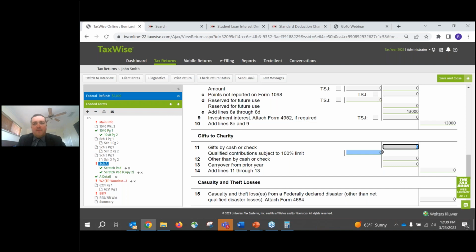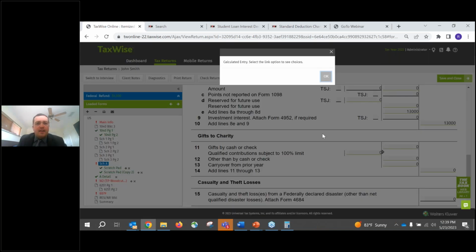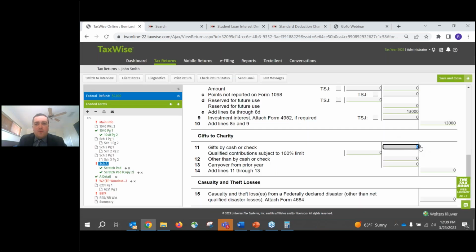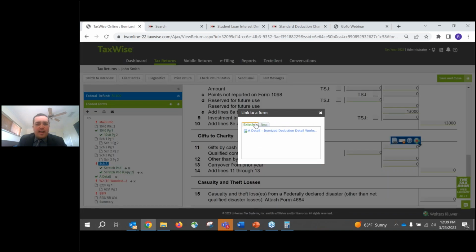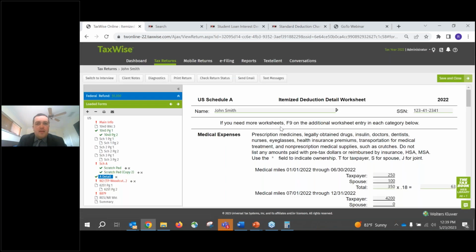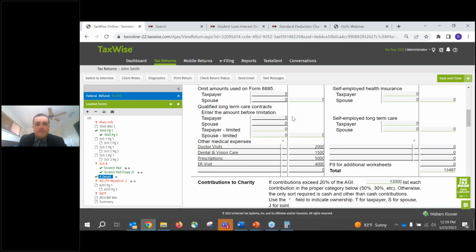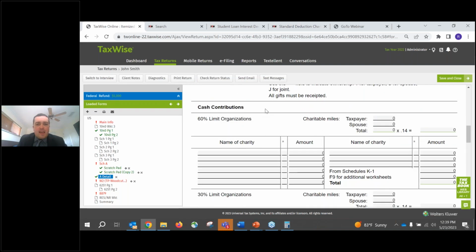One of the things with these green underlines within TaxWise, this is letting us know these are calculated fields. If I try to just enter in the numbers and this is a calculated entry, you have to jump to the specific worksheet. So I'm going to link one more time. We're going to do existing, because this is actually going to be on our detailed itemized worksheet. We're going to scroll down, and we can see a few different items. We can see cash contributions. 60% is going to be the deduction rate. So we could say we gave some money to United Way, and we'll put that at $1,000.